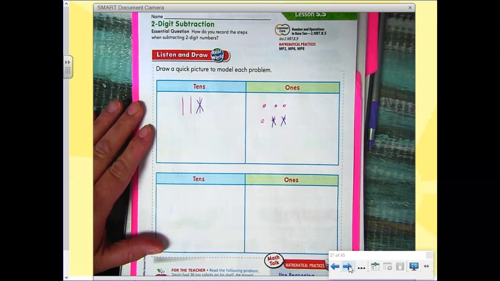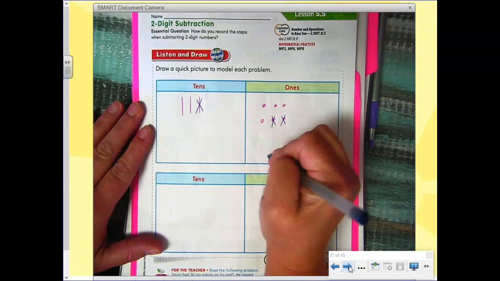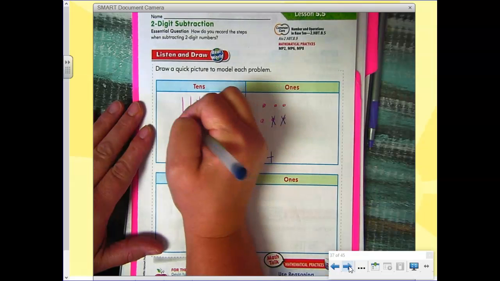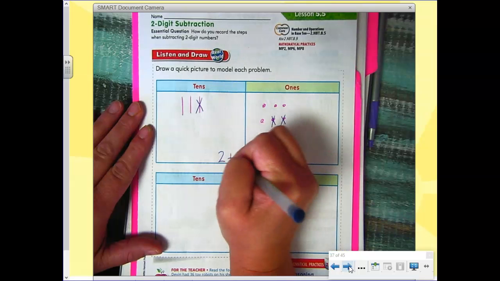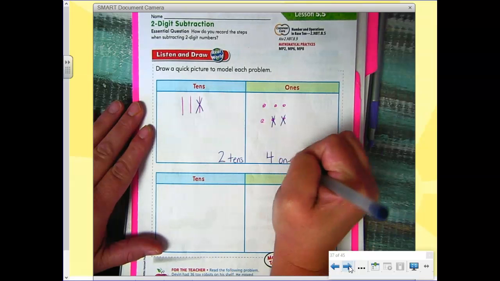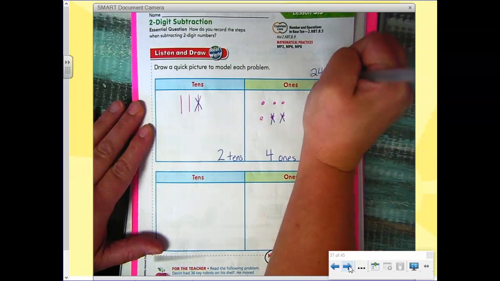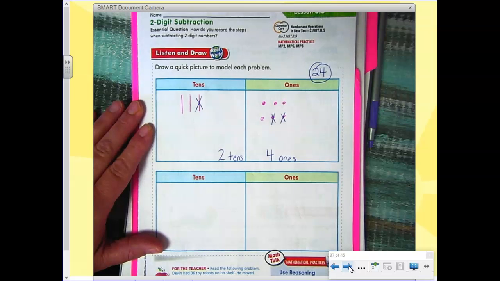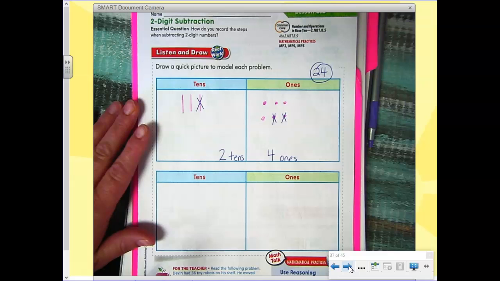It says, how many robots are on the shelf now? 1, 2, 3, 4, 2 10s. So 2 10s and 4 1s equals 24. All right, thumbs up if you got 24 toy robots. All right, now we're going to try a second one.